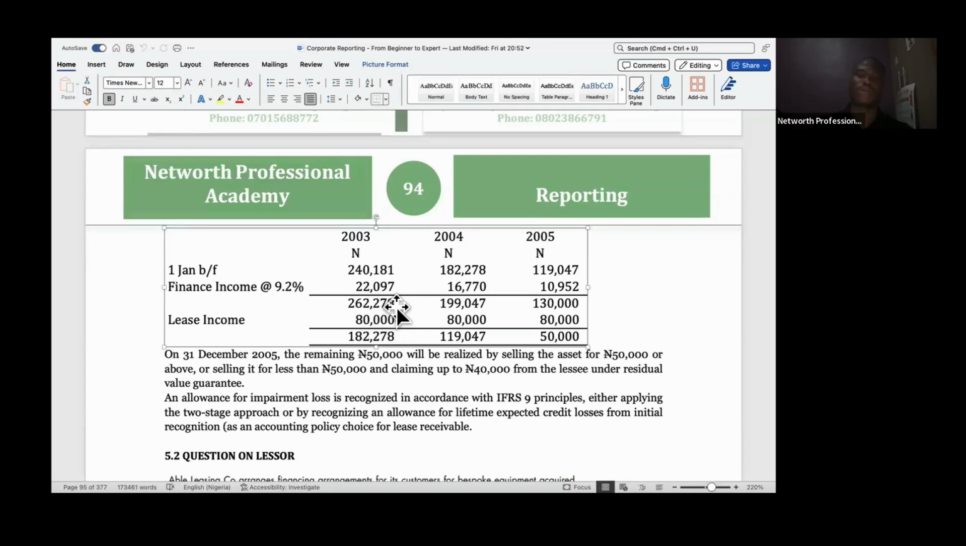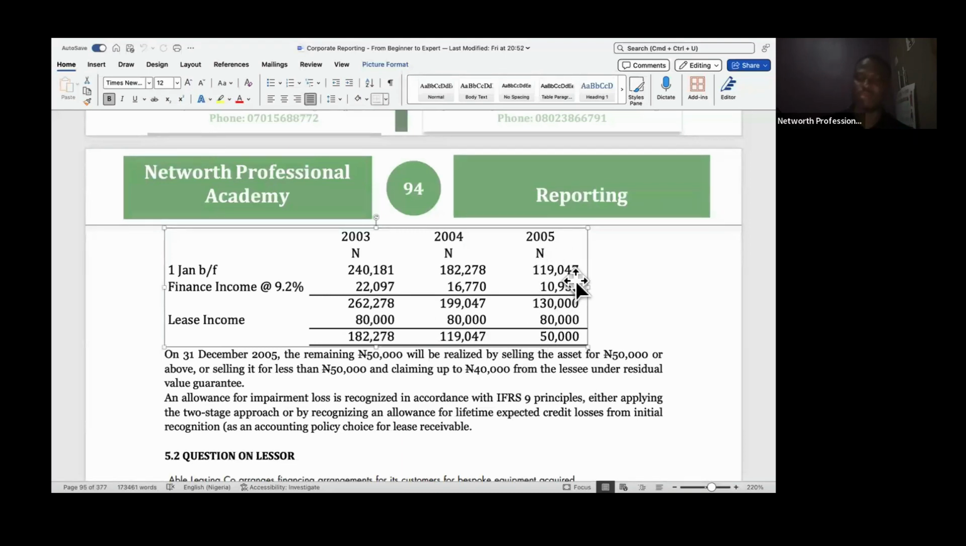Then we start getting our money back as the lessor. So we received 80,000 in the first year. That brings what we are expecting, our net investment or lease receivable to 182,278, which will be carried forward to the next year. Then you apply the 9.2% on this amount again. That gives us 16,770. If you add that to the 182, we have 199,047. Deduct the lease rental again of 80,000. It brings down the amount to 119,047. You carry it forward.